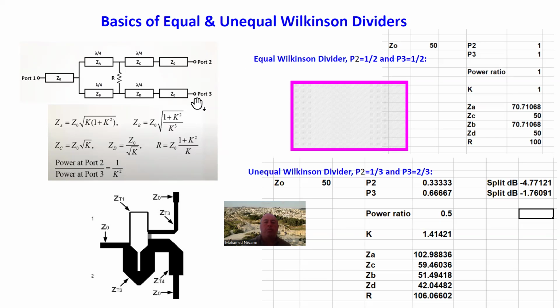So we get these equations in here, and if you implement them for a ratio of 1 between this port and this port, you end up with the very common Wilkinson divider that you see with equal power, which is these lines in here are equal impedances. They're 70.7 ohms, okay? And the resistor is 100 ohm.